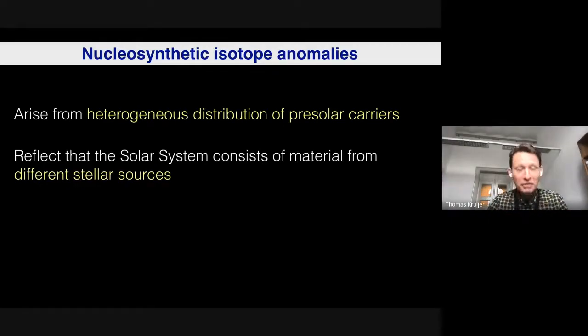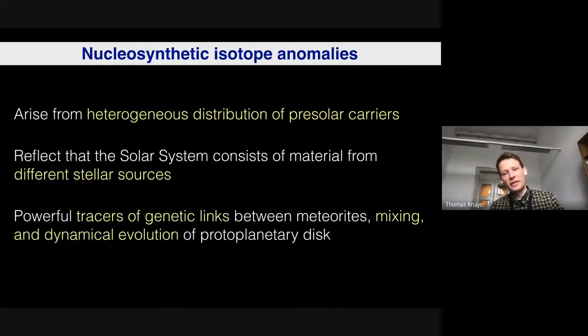Now, we can make use of this fact when studying meteorites, for assessing genetic links between meteorites. And this in turn may provide us information about mixing and transport in the protoplanetary disk and about its dynamical evolution. So that's what these isotope anomalies are used for.